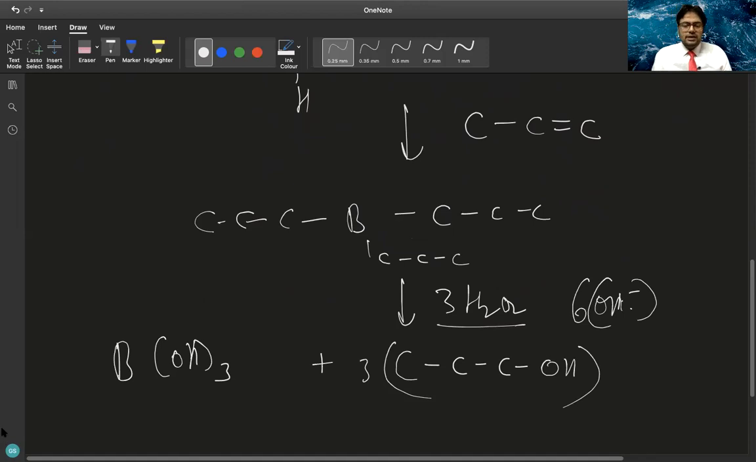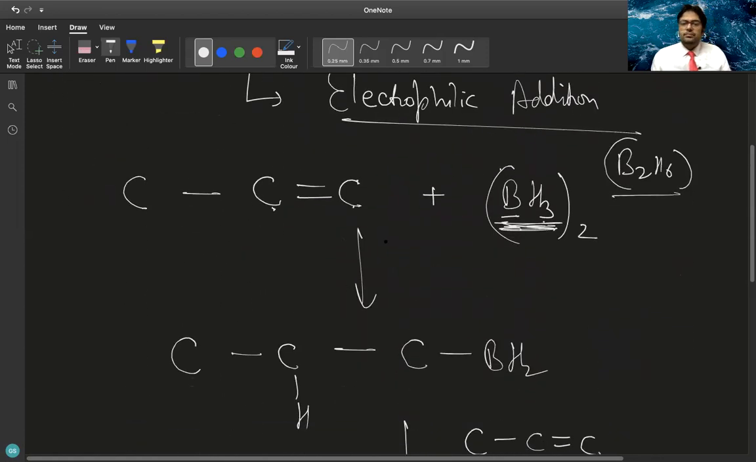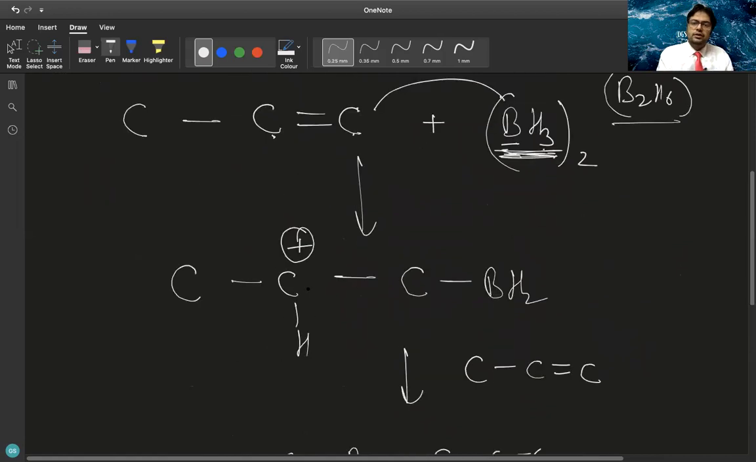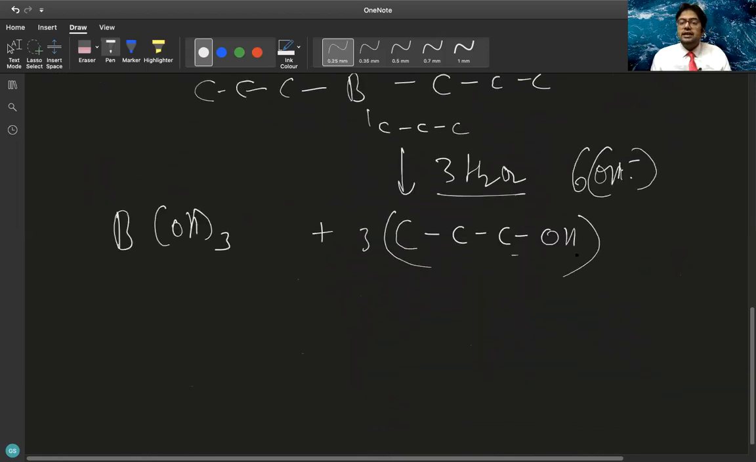So let me tell you that the reaction will start as Markovnikov addition, because BH3 attacks on this and you get this plus charge here, where H minus gets attached. So initially it starts on the pattern of Markovnikov addition. But in Markovnikov addition, the negatively charged atom will get attached to this carbon only. But here, this OH is getting attached to this one.